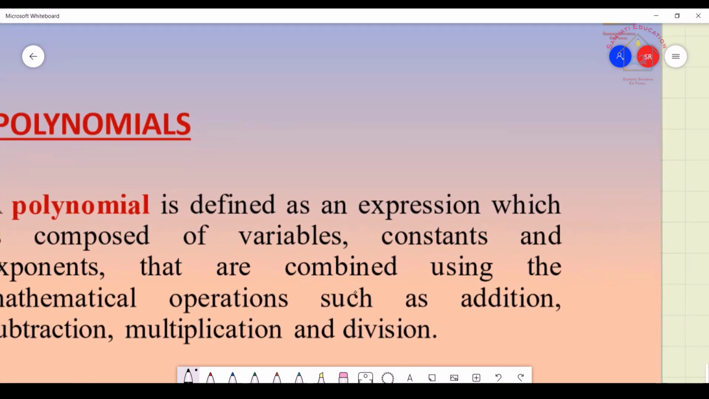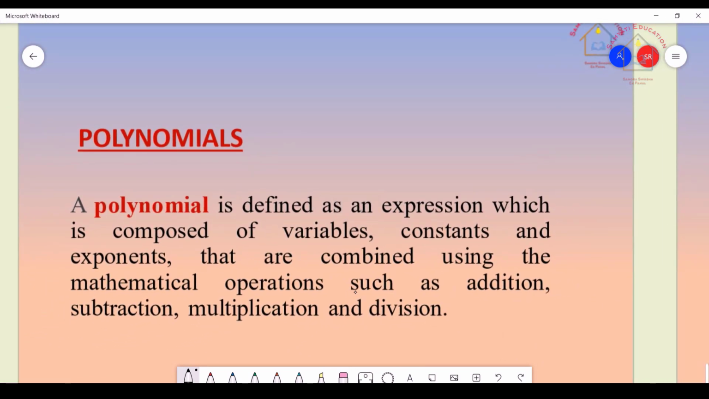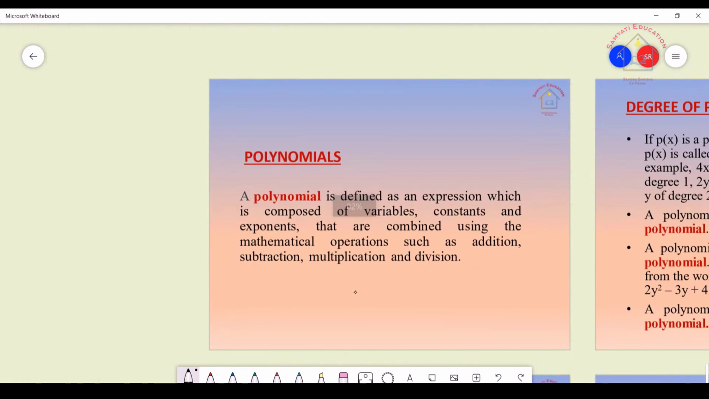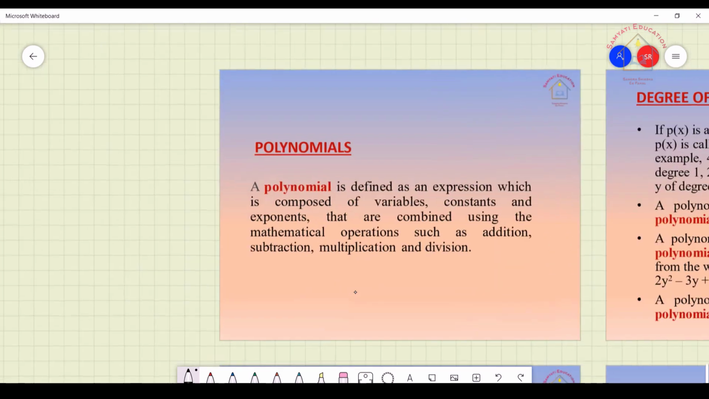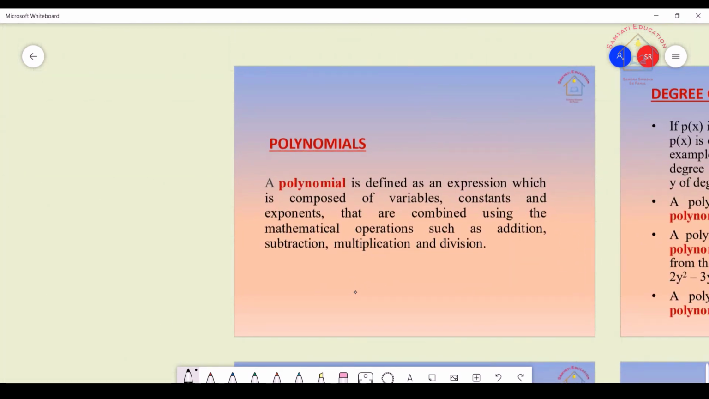Do you know what is a polynomial? A polynomial is defined as an expression which is composed of variables, constants and exponents that are combined using mathematical operations such as addition, subtraction, multiplication and division. So we can say, what is a polynomial?